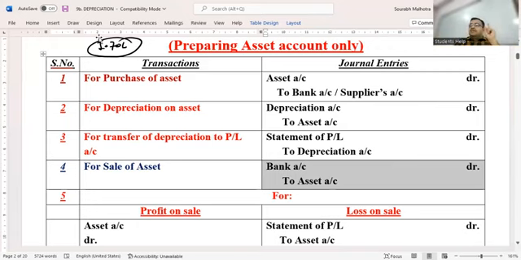BV याद आया? सर अभिषेक बच्चन की बीवी? अरे नहीं भाई, वो तो ऐश्वर्या राय बच्चन जी हैं. BV in depreciation chapter means what? Book value. याद आया? Book value.